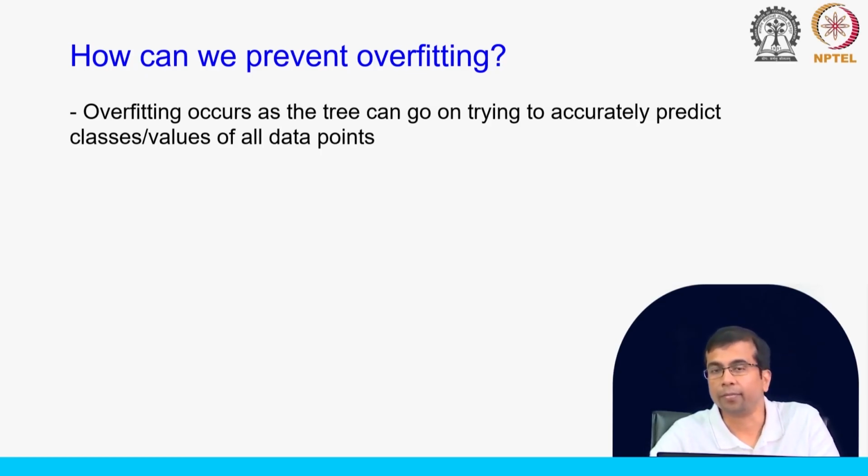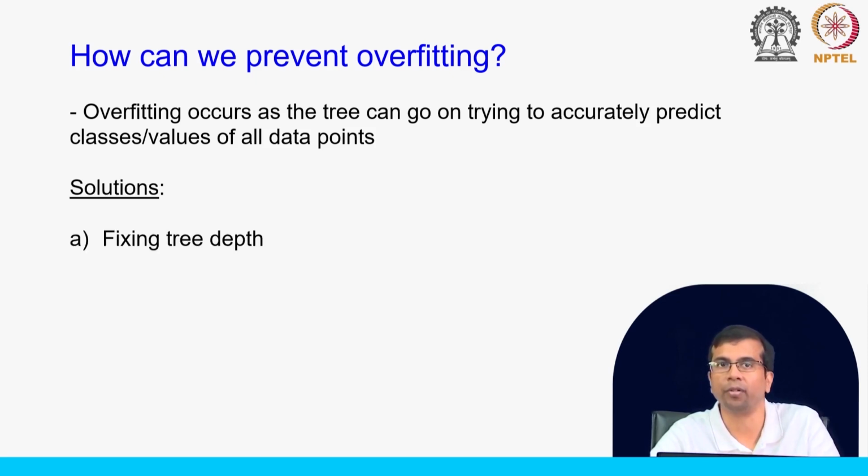So, the solution is, let us not try to fit a very accurate tree in the training data itself. So, limit the tree depth. That is the first solution. We are not going to allow the tree to go to a very deep level. We limit how deep the tree can be. This is something that we can fix.